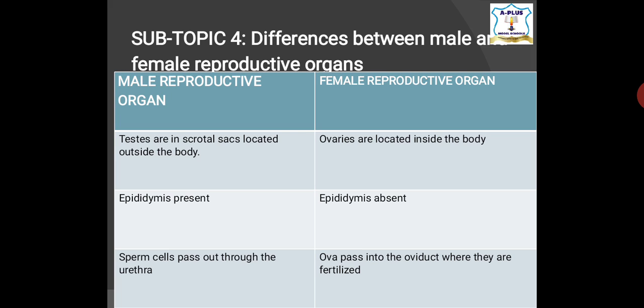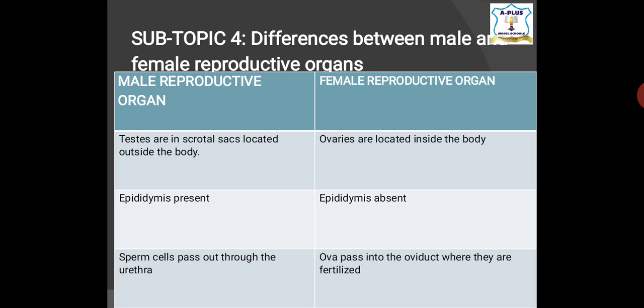Number one, testes are in a scrotal sac located outside the body. All the males know that the testes are always inside the what? A scrotal sac located outside the body. While the ovaries are located inside the body. The male reproductive organ is located outside the body system in the scrotal sac, while the female reproductive organ, the ovary, is located inside the body.